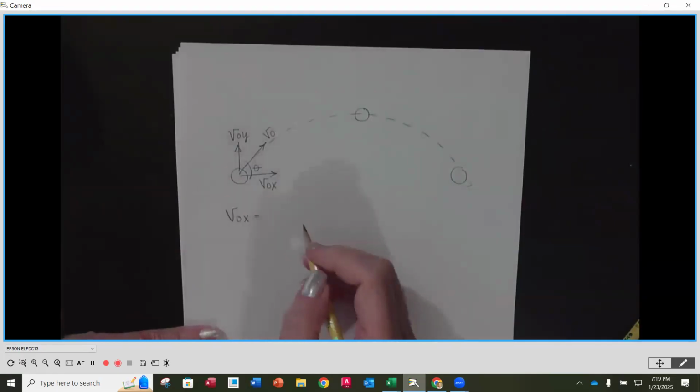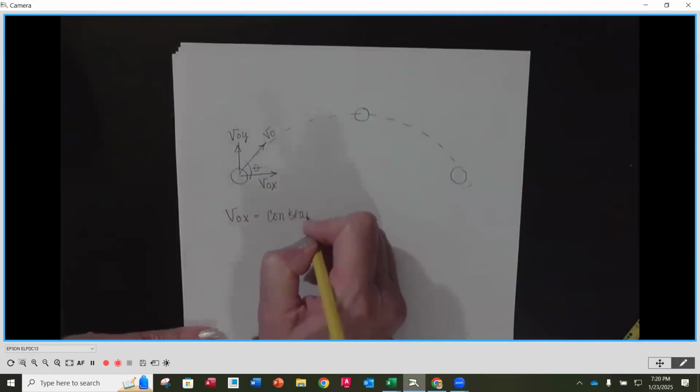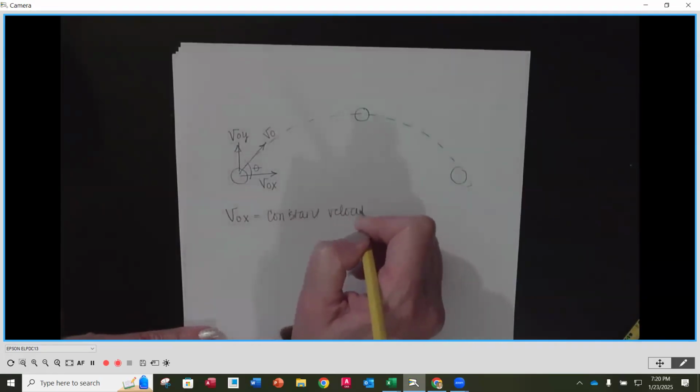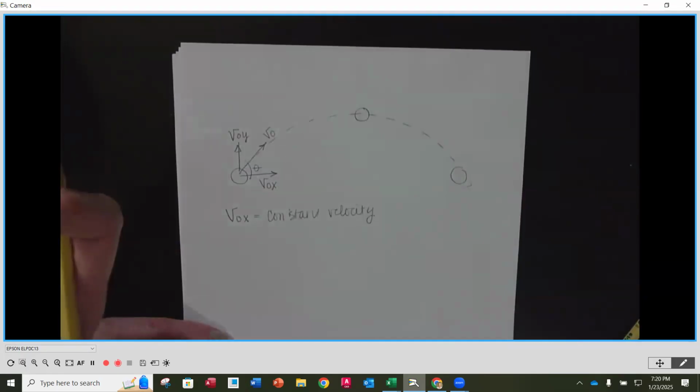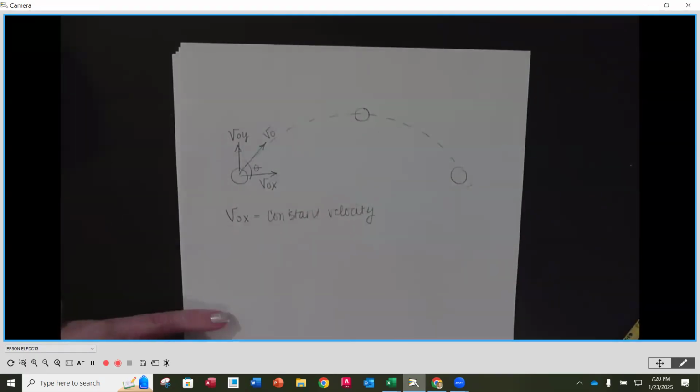So VOX is that horizontal component, and it has a constant velocity value. Once we calculate it, it remains the same throughout the amount of time that it takes us to get to the other side here.